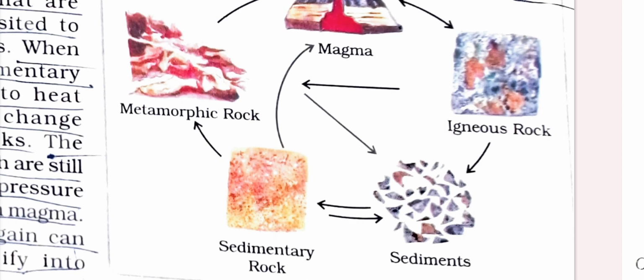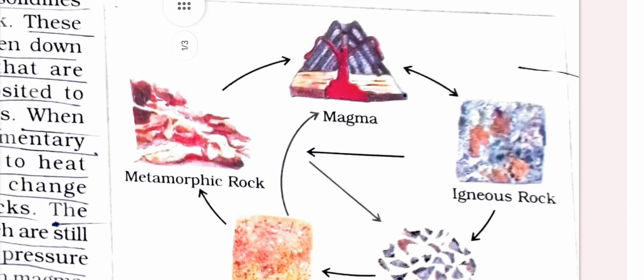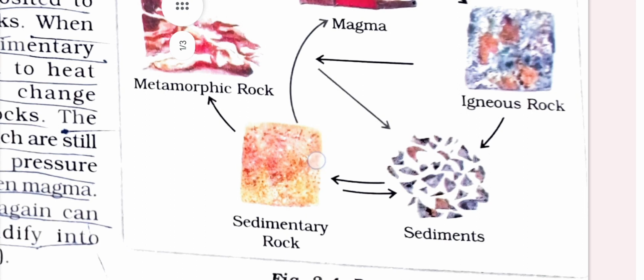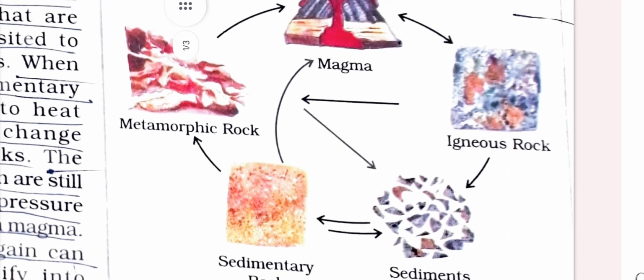Just notice that. The metamorphic rock, under high pressure and high temperature, becomes lava and goes to the interior of the Earth. This is the rock cycle. Yes, there is also an arrow from sedimentary rock to magma. The picture shows that the sedimentary rock can be directly converted into magma under very high pressure.